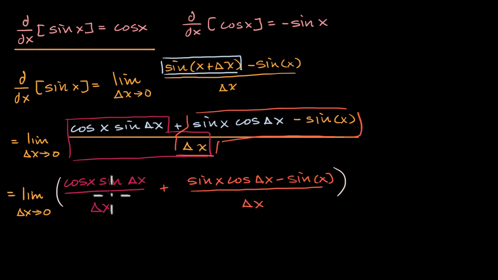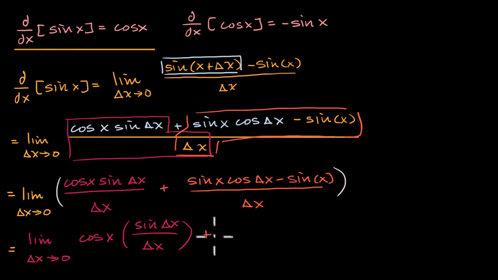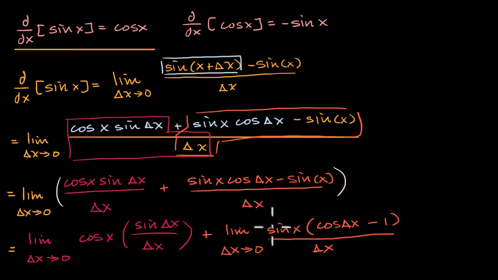Well, the limit of a sum is equal to the sum of the limits. So this is going to be equal to the limit as delta x approaches 0 of cosine of x times sine of delta x over delta x, plus the limit as delta x approaches 0 of, and I can factor out a sine of x here, so it's sine of x times cosine of delta x minus 1, all of that over delta x. So that's this limit.